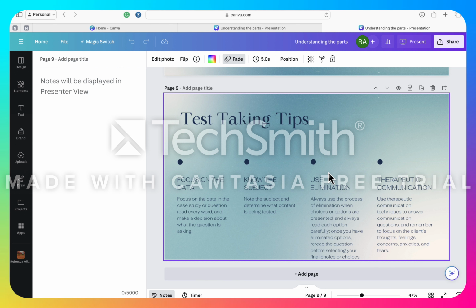And you guys probably already know this one: use elimination. When things are not quite clicking, or if it was a concept that you just didn't understand or didn't study, go through and eliminate some answers and then make a best choice. And that's okay to do too.